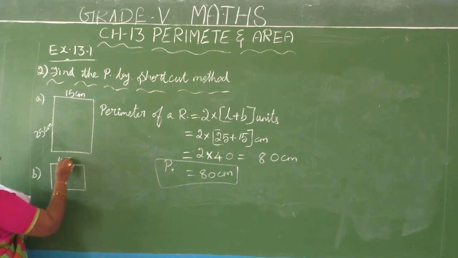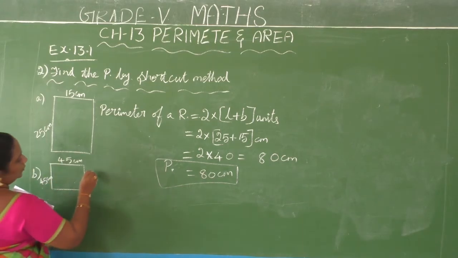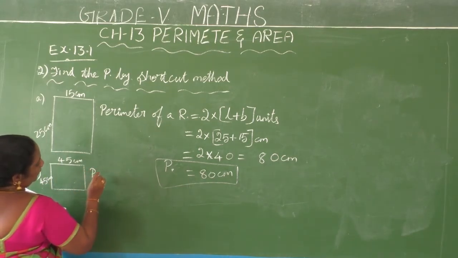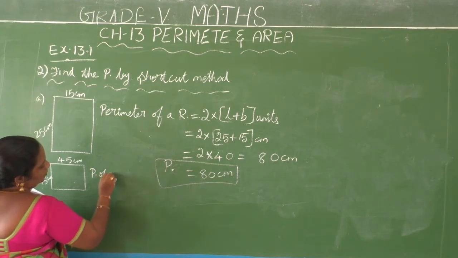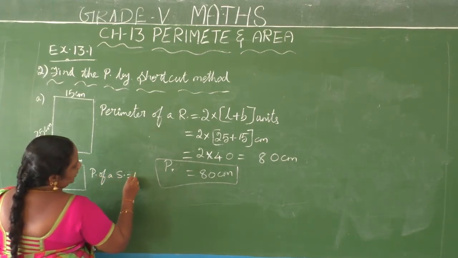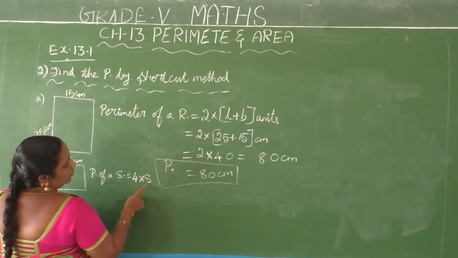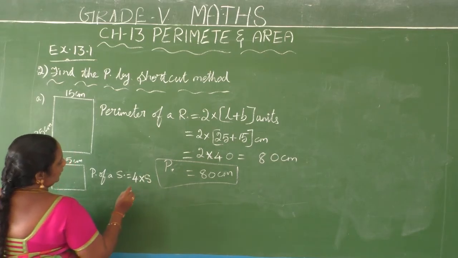See, square means all sides are the same. They gave only one side, so you have to use the formula for the perimeter of a square. What is the formula to find the perimeter of a square? 4 into side. Otherwise you can use S. 4 into S is also correct.